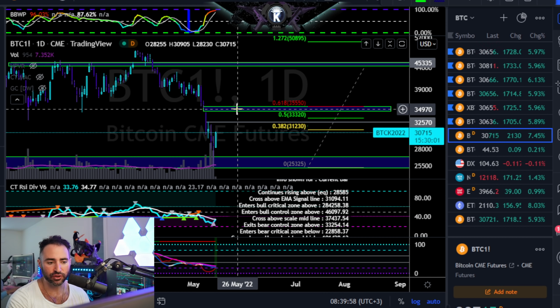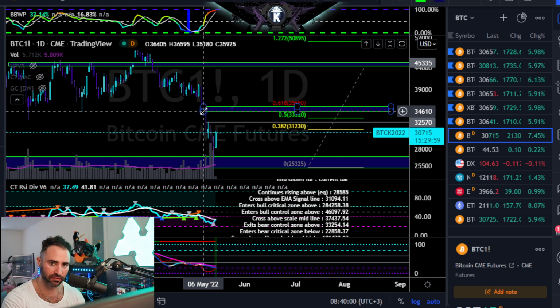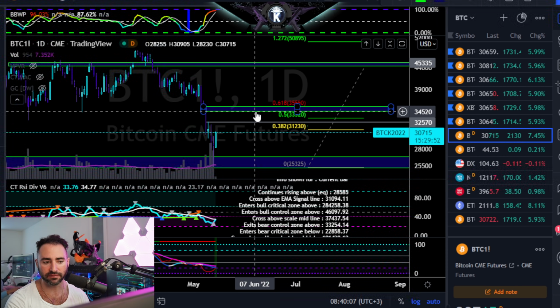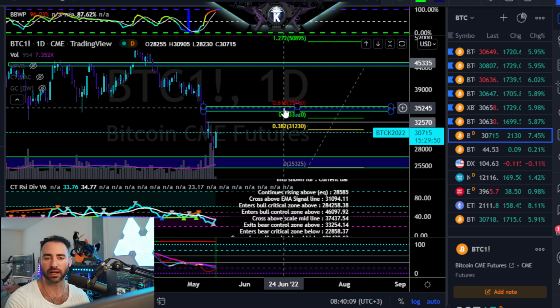back up and potentially fill around the gap that we had from last Friday closure to this week's open on CME. Anywhere between about 33.5 to 35.5 is fair game, and I would be looking for short-term, medium-term pullbacks from there.